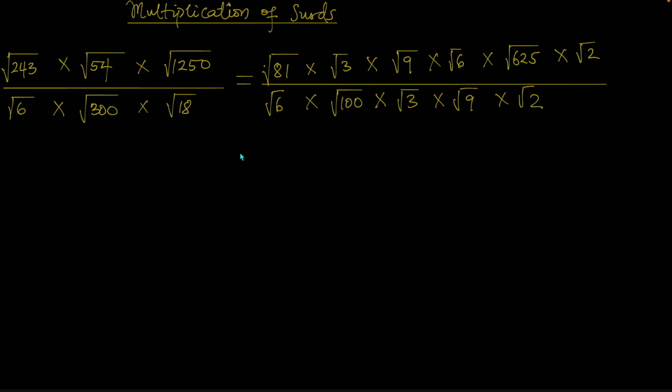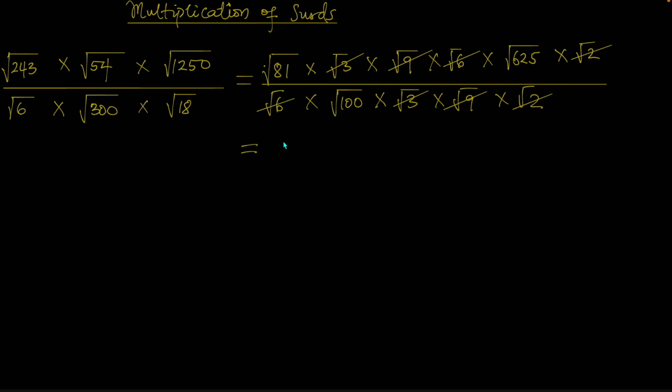The next step is to make simple divisions. You can obviously see that the square root of 6 divides the square root of 6, and the square root of 3 divides the square root of 3. The square root of 9, which is 3, divides the square root of 9, which is 3 as well. Then the square root of 2 divides the square root of 2. So we are left with all the perfect squares under the radical sign.